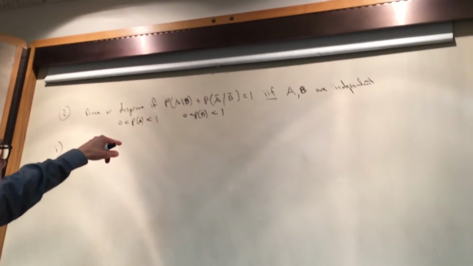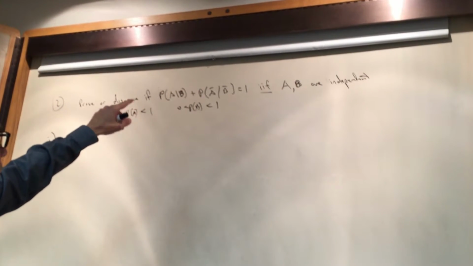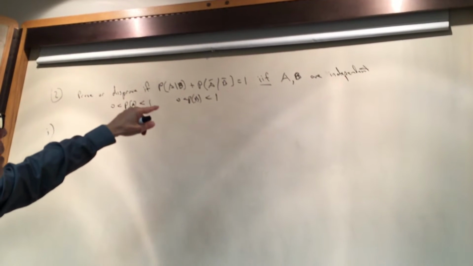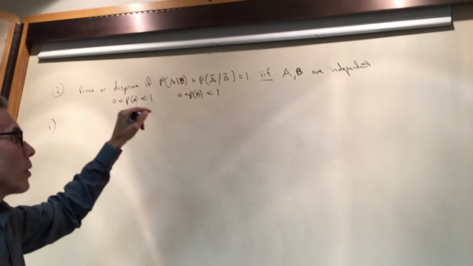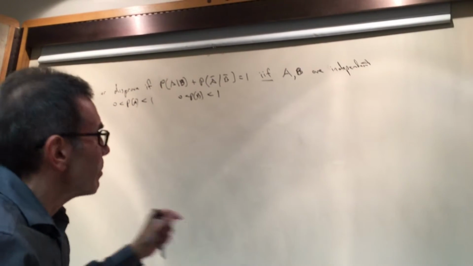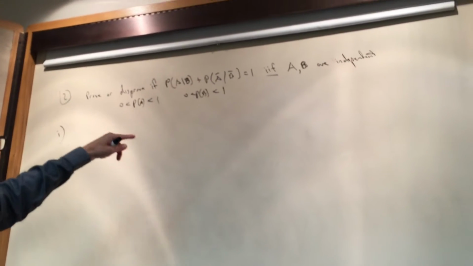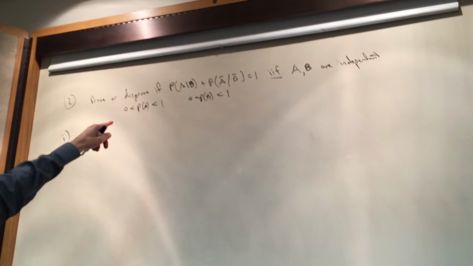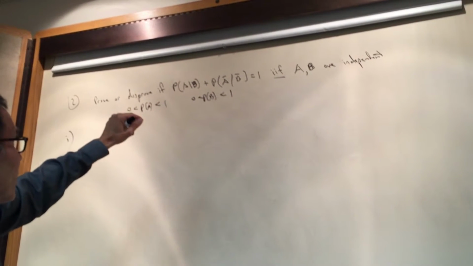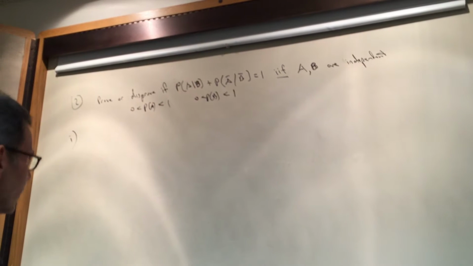First I'll read it to you. Prove or disprove: the probability of A given B plus the probability of A bar given B bar is equal to 1 if and only if A and B are independent. A couple of conditions: the probability of A is greater than 0 and less than 1, and the same for the probability of B, greater than 0 and less than 1.